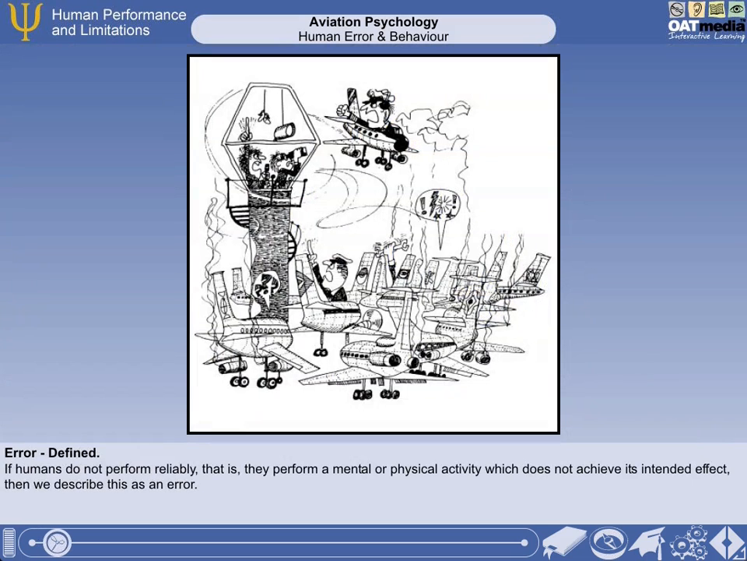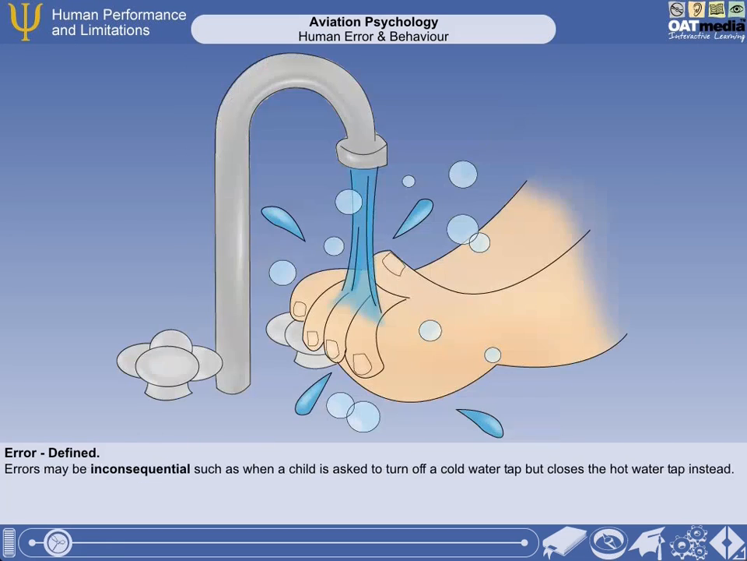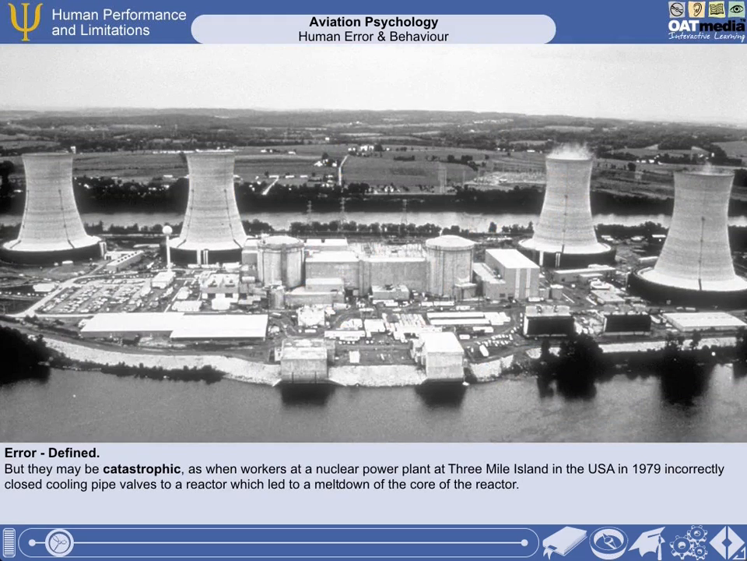If humans do not perform reliably, that is, they perform a mental or physical activity which does not achieve its intended effect, then we describe this as an error. Errors may be inconsequential, such as when a child is asked to turn off a cold water tap, but closes the hot water tap instead. But they may be catastrophic, as when workers at a nuclear power plant at Three Mile Island in the USA in 1979 incorrectly closed cooling pipe valves to a reactor, which led to a meltdown of the core of the reactor.